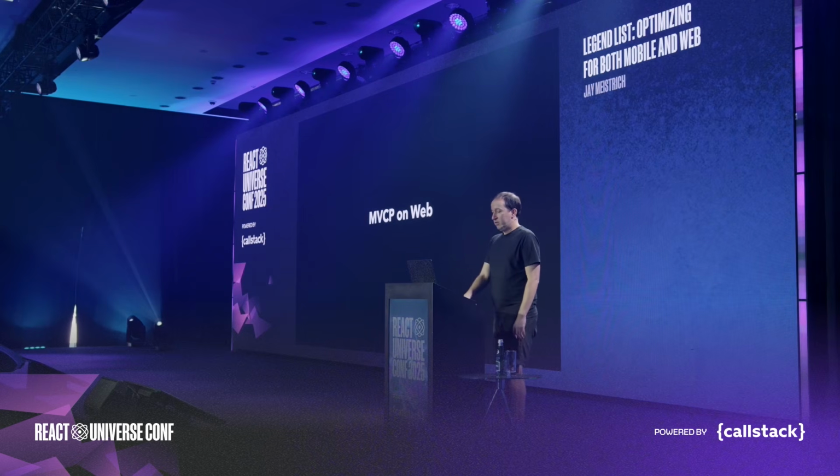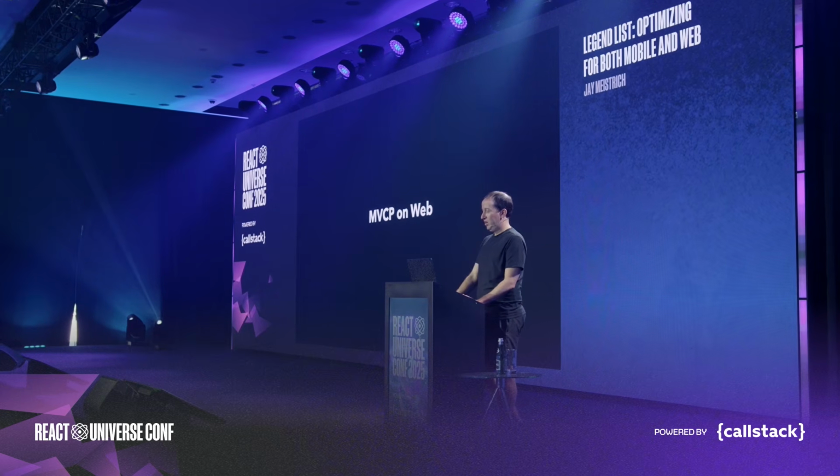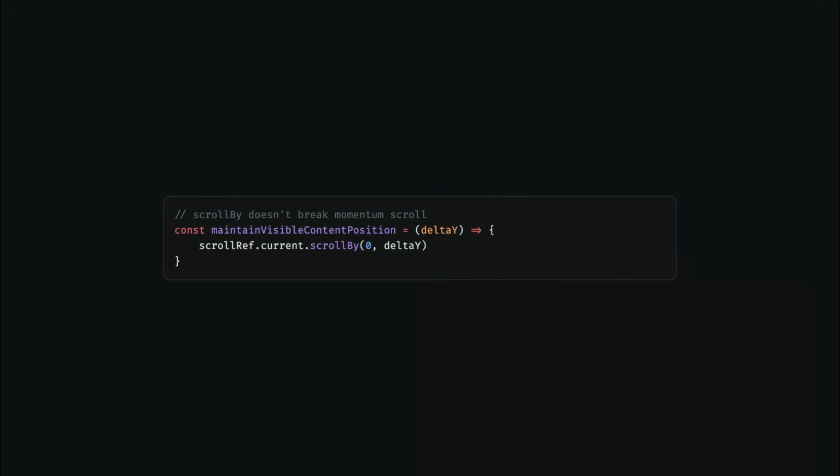So the last big challenge on web was how to do MVCP. In React Native, it uses a feature built into scroll view. So for web, I had to implement it myself. But that was actually pretty easy. On web, we can just use scrollBy to adjust the scroll. That doesn't affect momentum scrolling at all. And so that was a perfect solution, except on mobile Safari, it does not work. So I still need to figure out how to solve that.